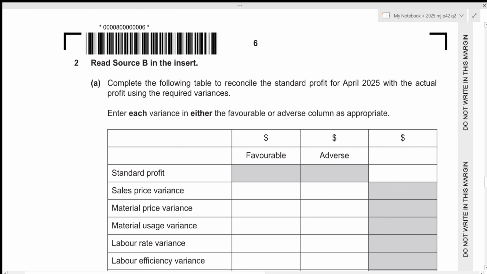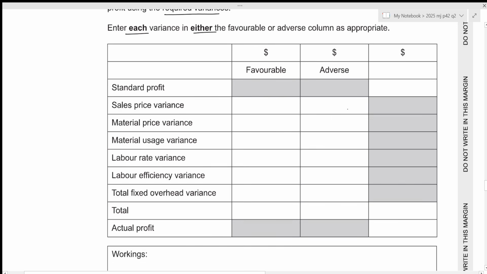Okay, let's take a look at our first part. Complete the following table to reconcile the standard profit for April 2025 with the actual profit using required variances. Enter each variance in either the favorable or adverse column as appropriate. Okay, so we need to start with our standard profit, then we need to adjust all of our variances and figure out the actual profit.